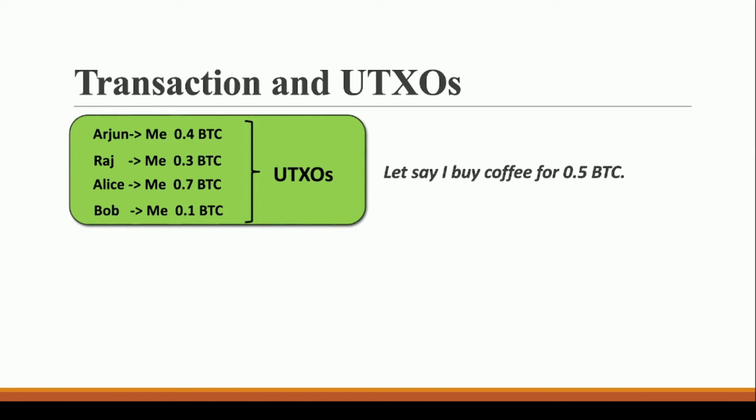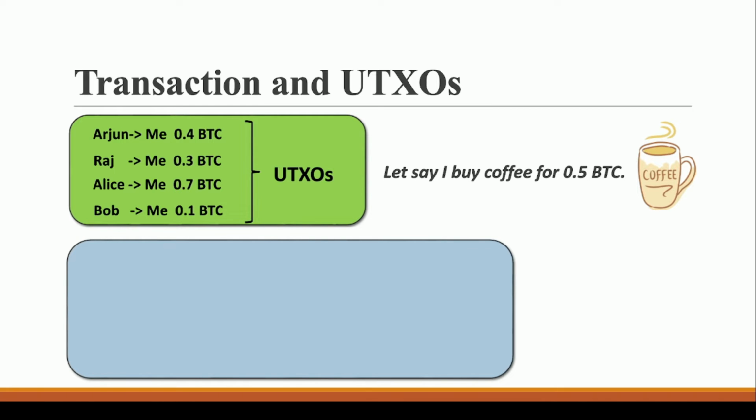Now, let's say I want to buy this coffee, which costs 0.5 Bitcoin. Definitely a very costly coffee, but let's say I want to buy this coffee for 0.5. Now, how will this transaction take place? Let us understand this.